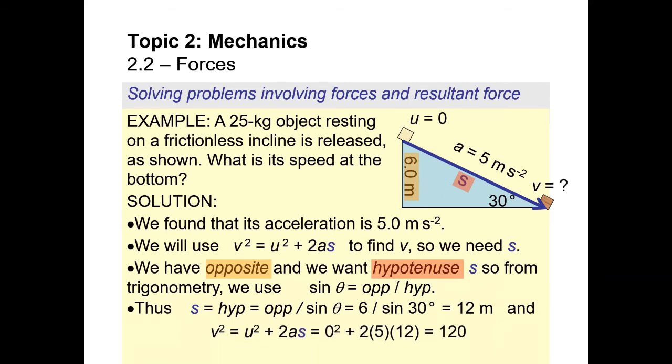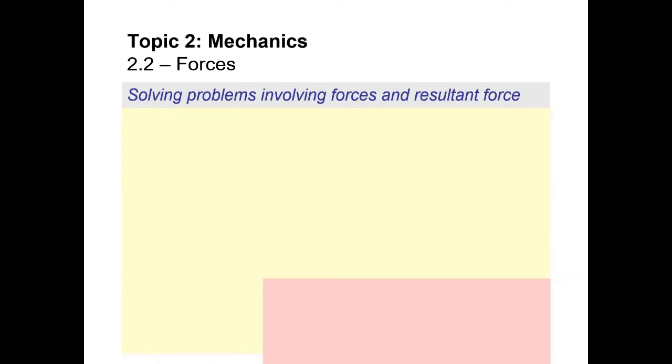Now let's plug in. Initially, the object is at rest, so initial velocity is 0, plus 2 times acceleration, which is 5, times displacement, which is 12. That gives us 120. Taking the square root of both sides, we get final velocity of about 11 meters per second.